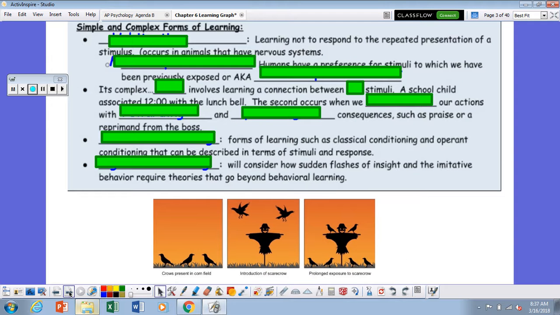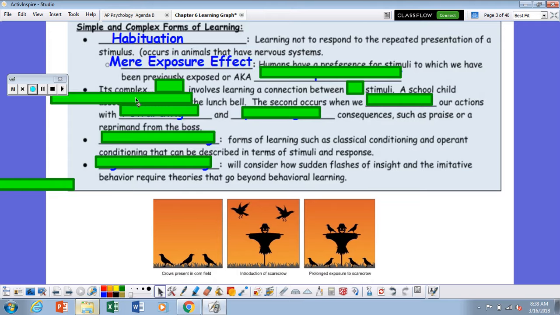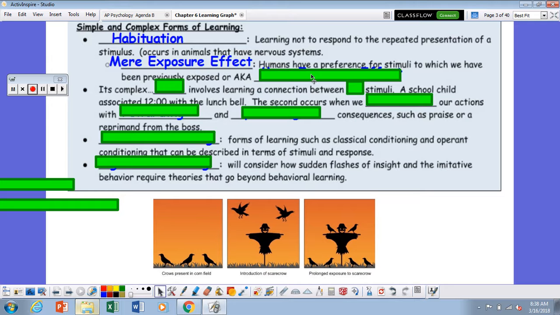There are some different forms of learning, simple to complex. We're going to talk about the simple one first, habituation. This is learning not to respond to a repeated presentation of a stimulus. It's kind of like when your mom keeps calling your name and you don't respond. She keeps calling and calling, and you zone her out. That's what habituation is. There's also the mere exposure effect. Humans have a preference for stimuli to which we have been previously exposed, aka the mere exposure effect.